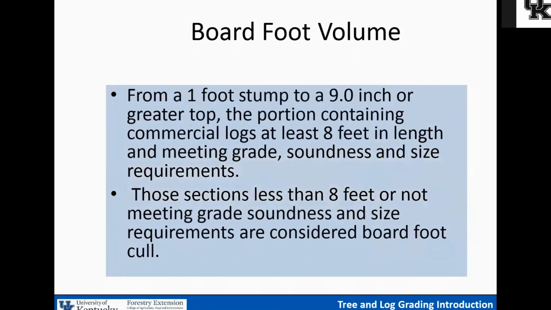And so, real quickly, what is included in the board foot volume of a tree is everything above that 1 foot stump up to a 9-inch top or your stopping point that contains at least an 8-foot section in length that meets the grade, soundness, and size requirements. And so any sections that are less than 8 foot and don't meet any grade, sound, or size requirements are considered board foot cull.